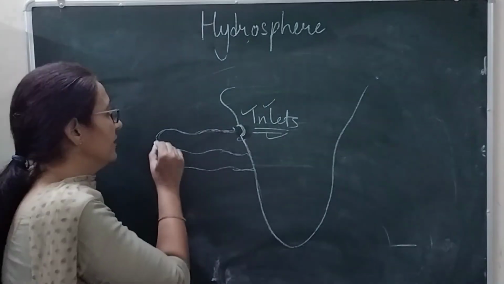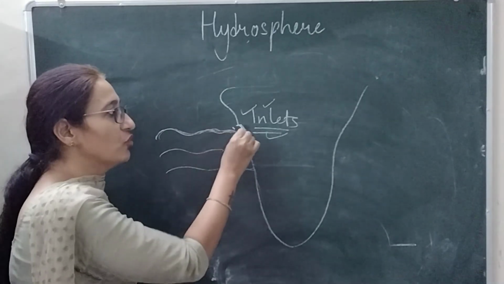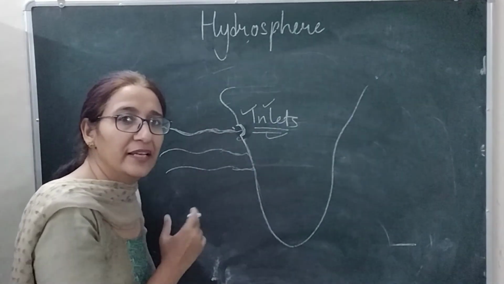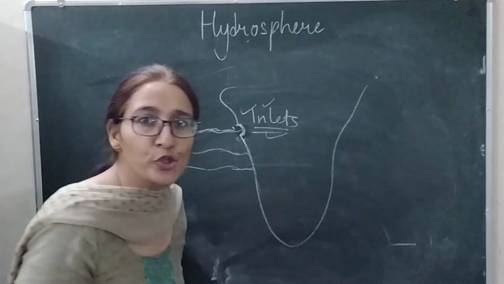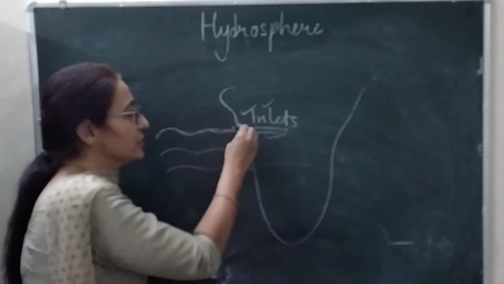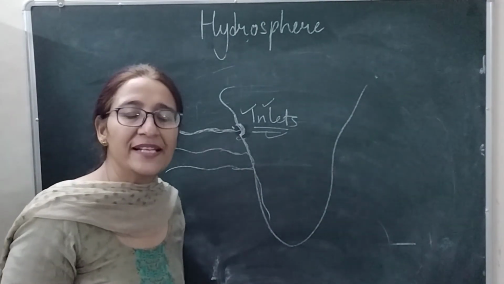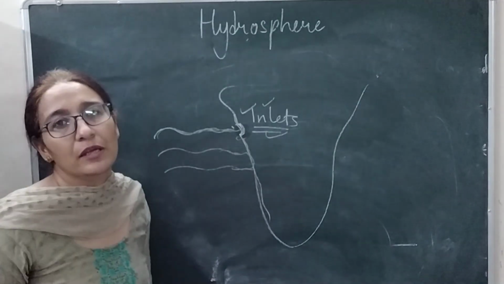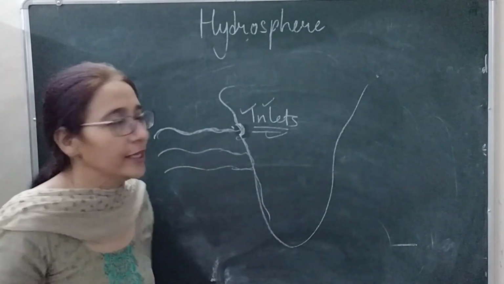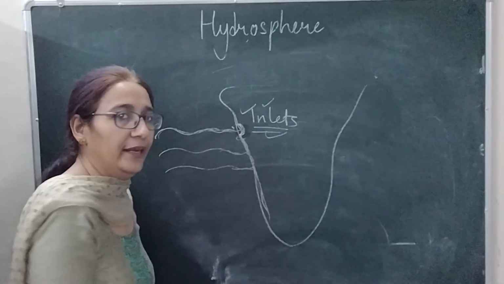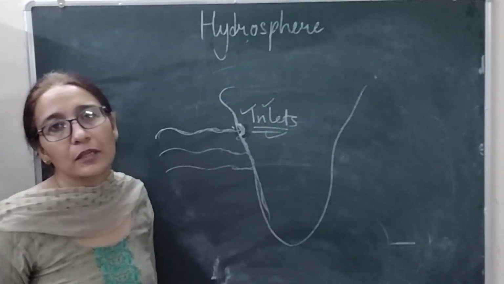Third, when the high tide reaches toward the coastal area, these tides bring salt and deposit salt along the coastal areas. So tides are also helpful in the deposition of salt along the coastline. So this is another importance.